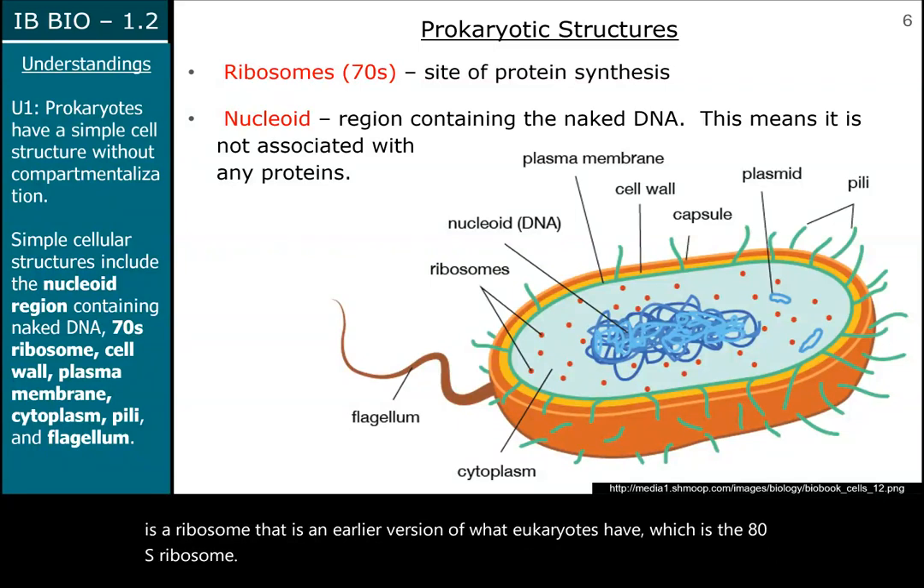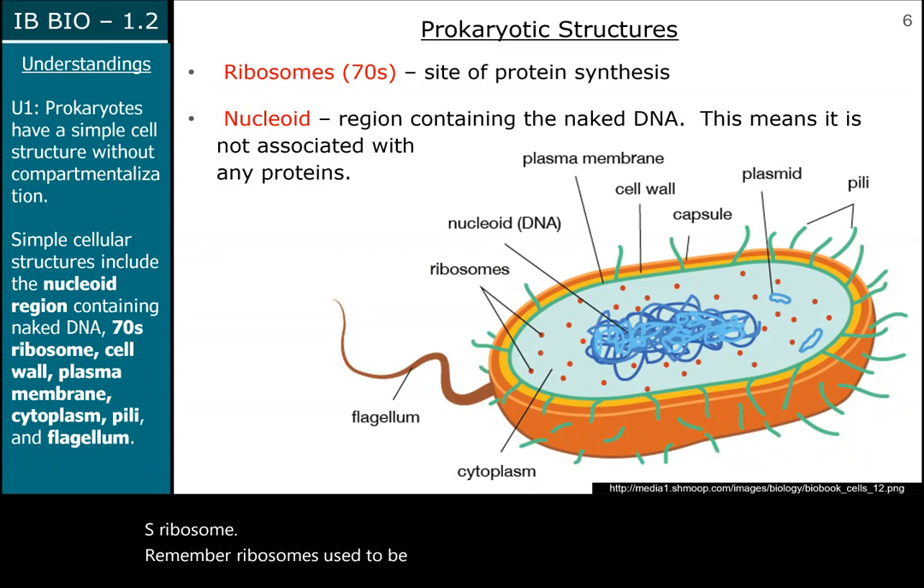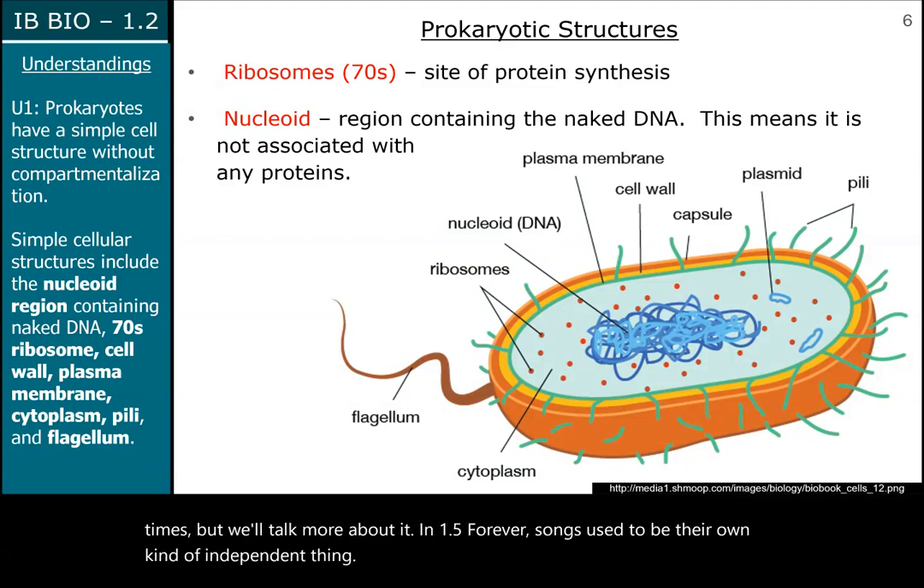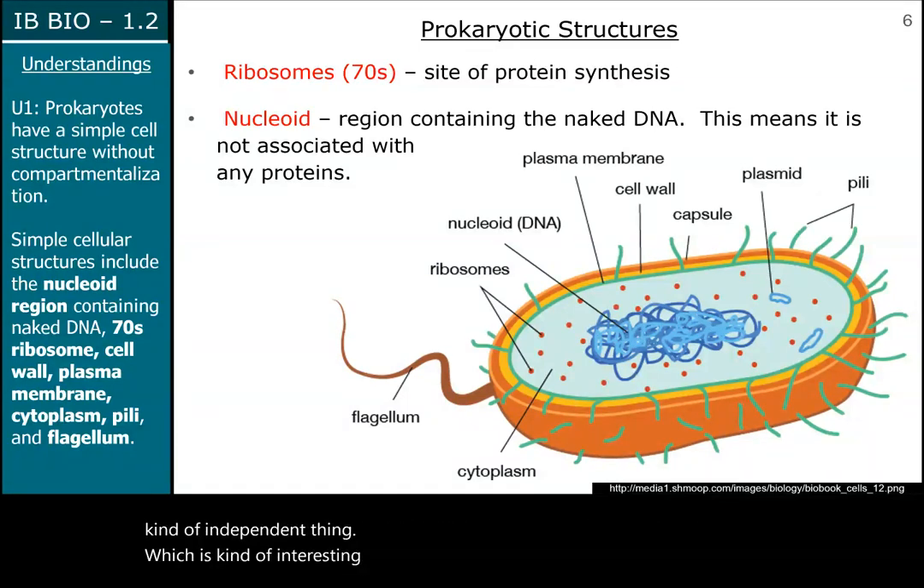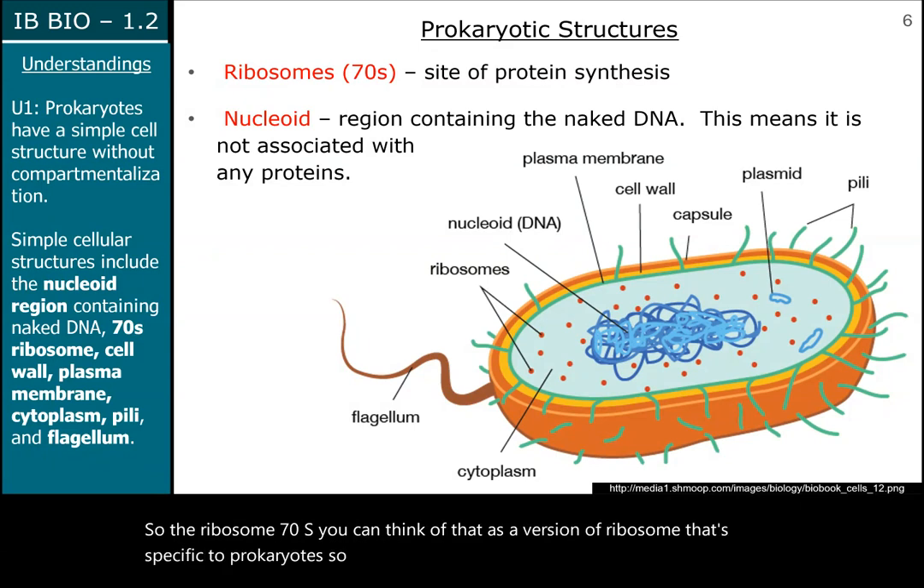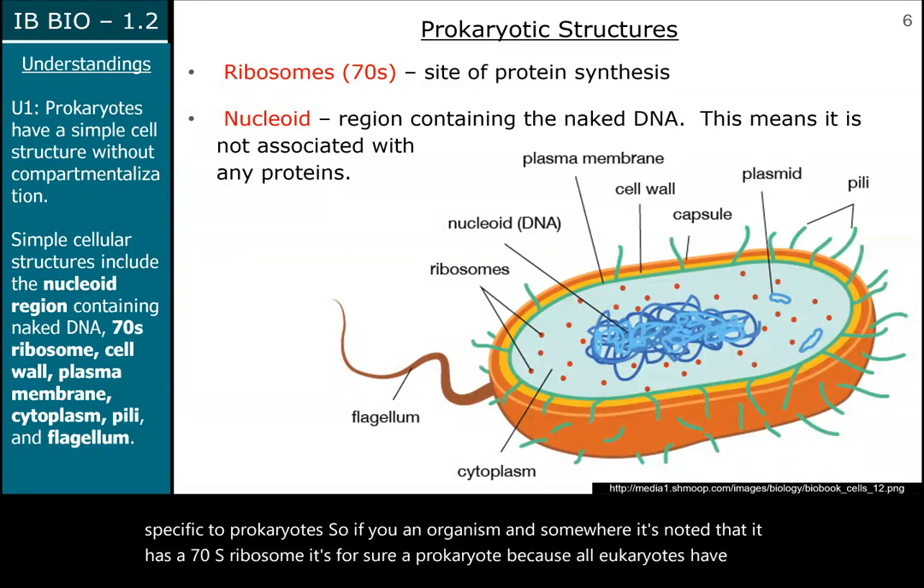Now, remember, ribosomes used to be their own independent thing, which is kind of interesting. We've talked about this a few times, and we'll talk more about it in 1.5. So the 70S ribosome is a version that's specific to prokaryotes. If you see an organism noted as having a 70S ribosome, it's for sure a prokaryote because all eukaryotes have 80S ribosomes.